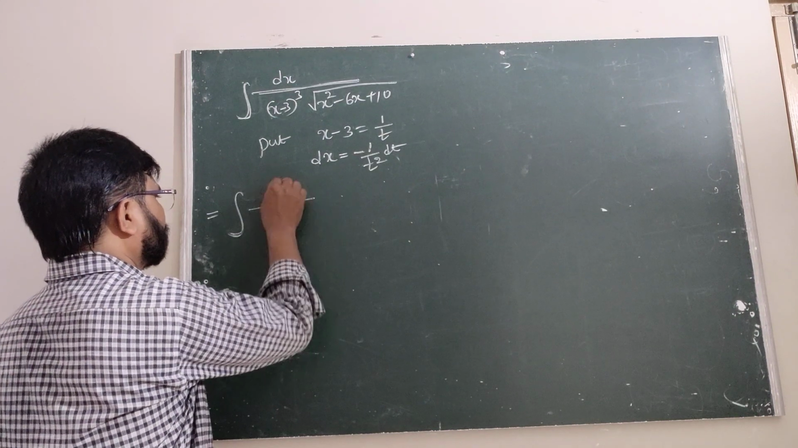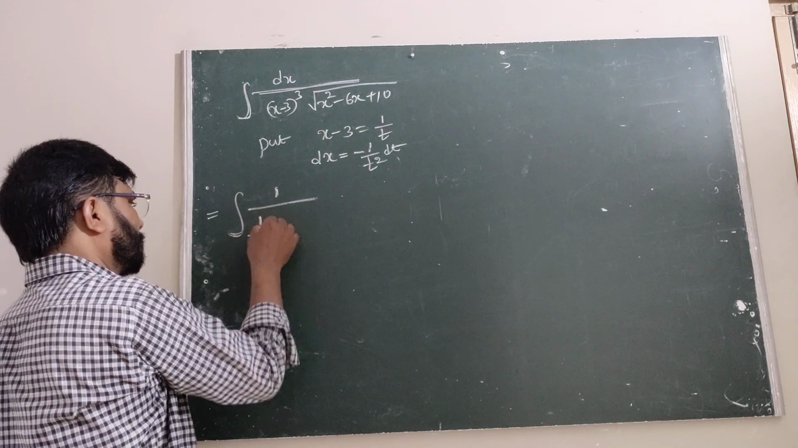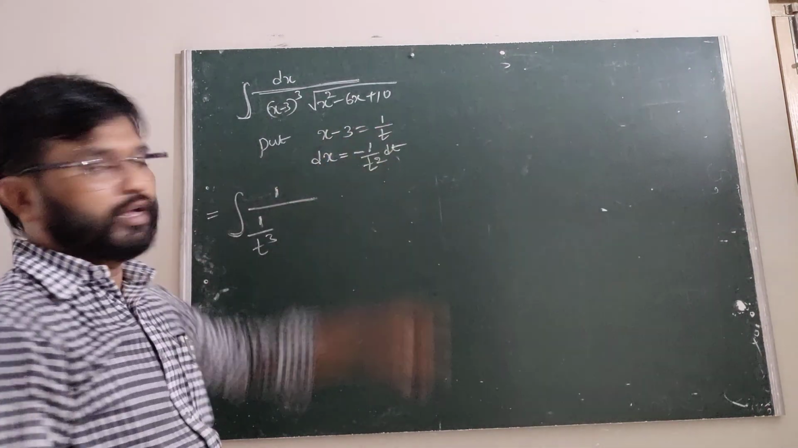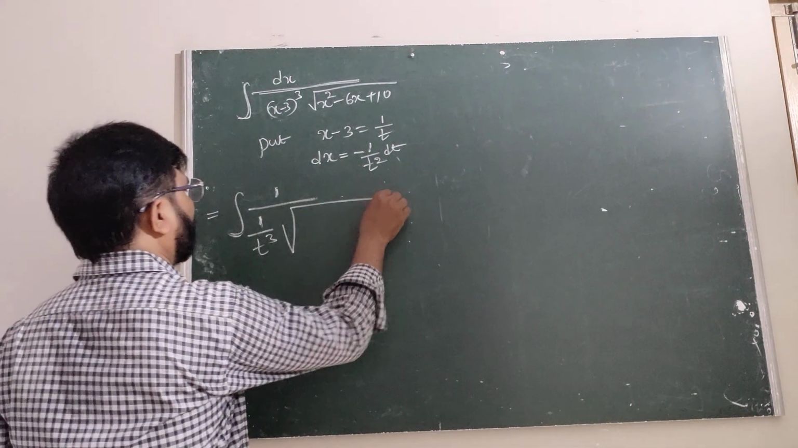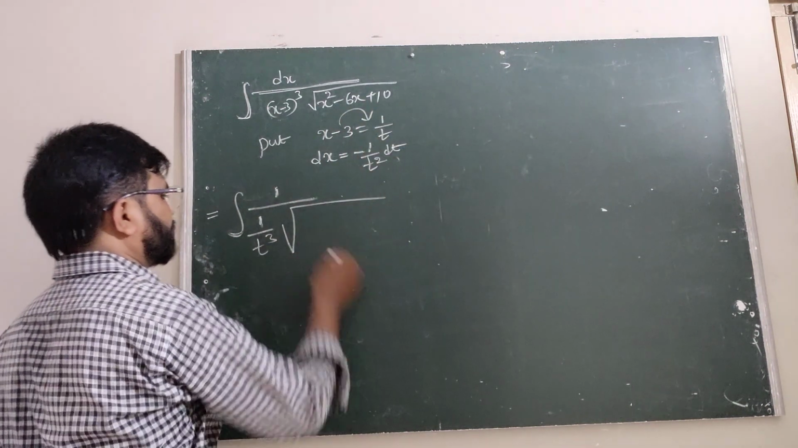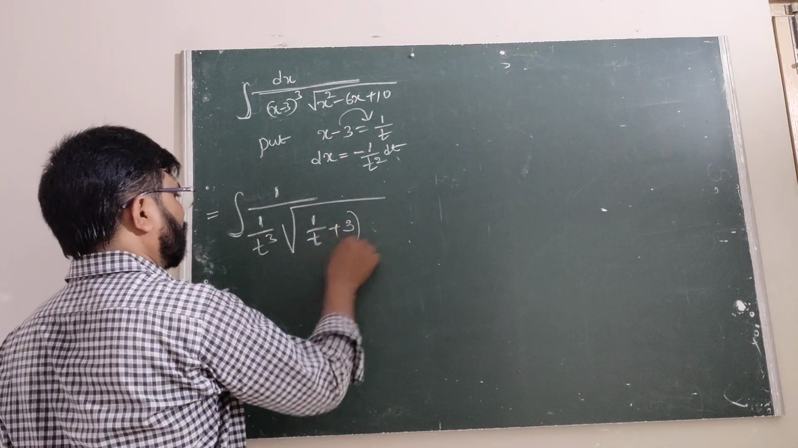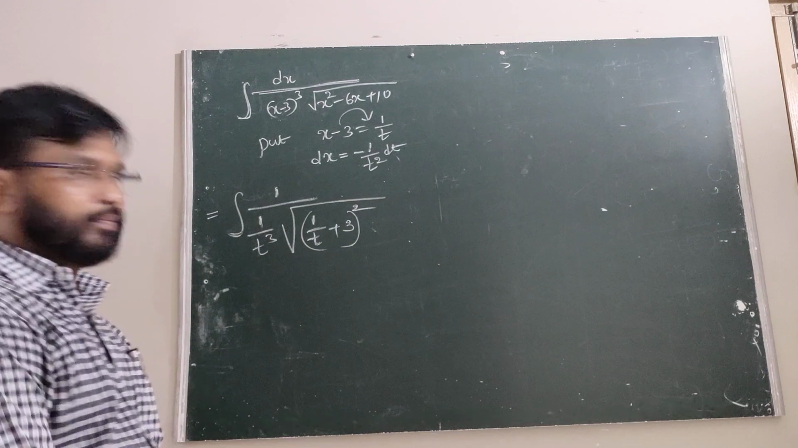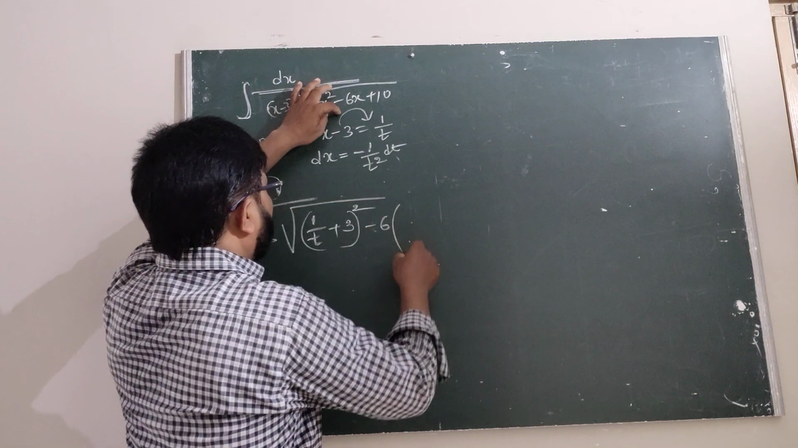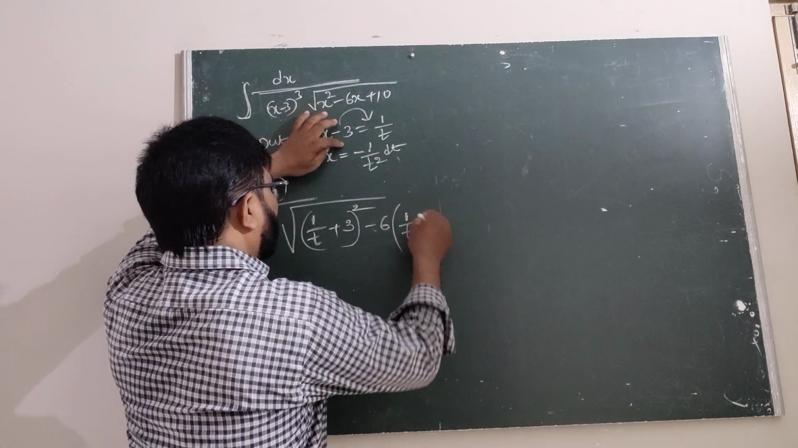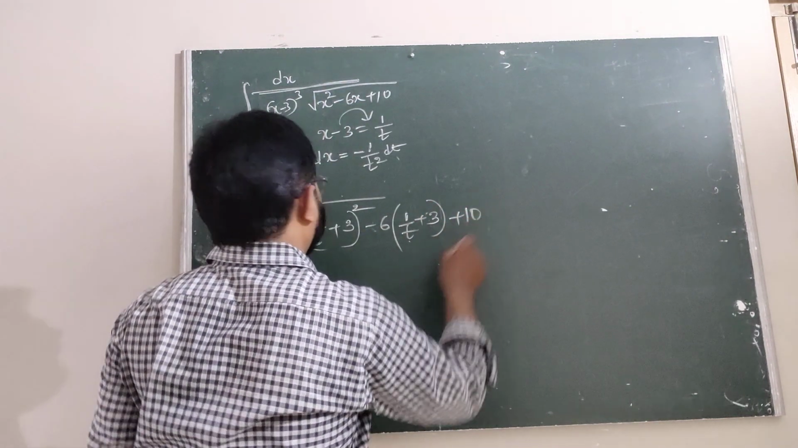1 upon (x minus 3) is 1 by t cube. X minus 3 we are taking 1 by t, 1 by t whole cube is 1 by t cube. Therefore, here under root of, x is 1 by t plus 3, 1 by t plus 3 whole square. Now this is minus 6 into 1 by t plus 3, plus 10.